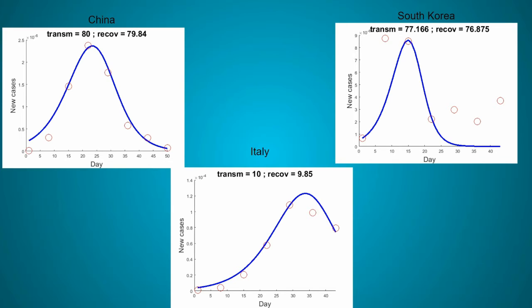As we can see, both China and South Korea have similar transmission and recovery rates, yet the projections look very different. This can be attributed to a few different reasons, like population or how much testing they've been doing.